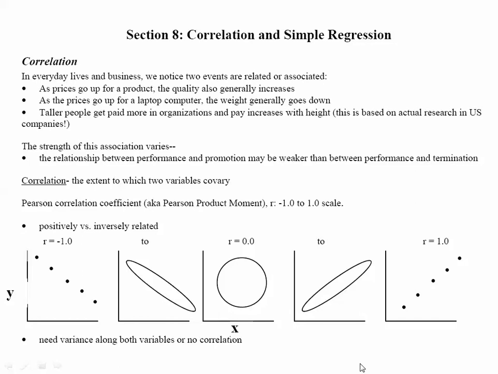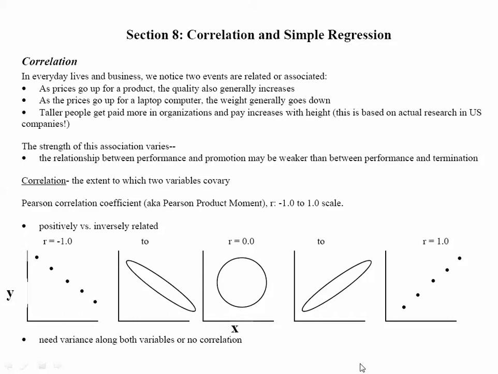In this section, we'll be talking about correlation and simple regression. Correlation is a relatively intuitive subject. We look for correlations or patterns or relationships all around us all the time. When we notice these two events are related or associated, for example, as prices go up for a product, the quality also generally increases. Or as the prices go up for a laptop computer, the weight generally goes down. Taller people get paid more in organizations, and pay increases with height.